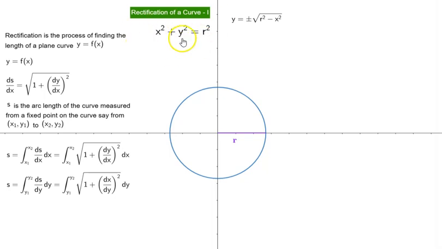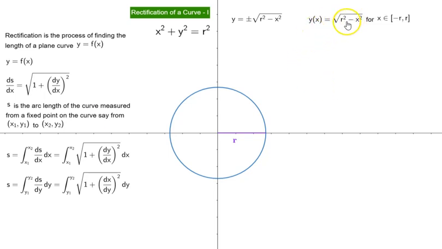If we solve for y, we get y is equal to plus or minus square root of r square minus x square. So what we'll do is we'll take only the upper half, that is a semicircle on top, and figure out the length of that arc. Then we double it to get the circumference.